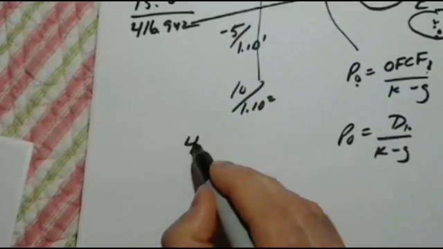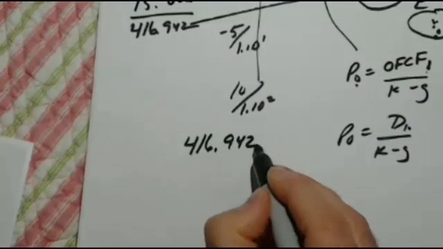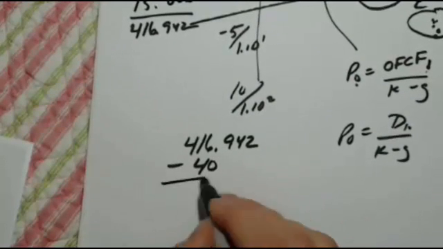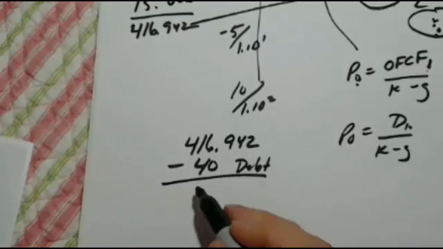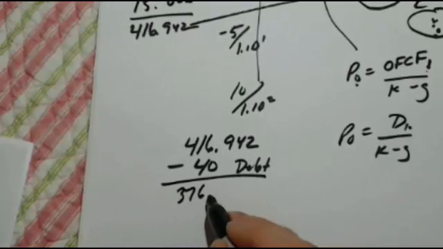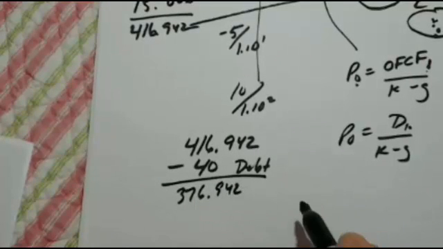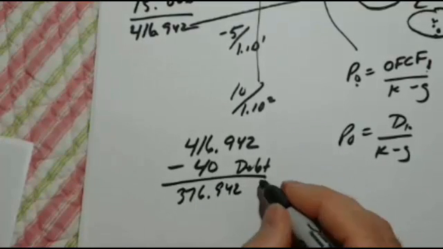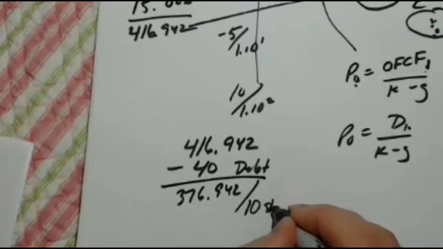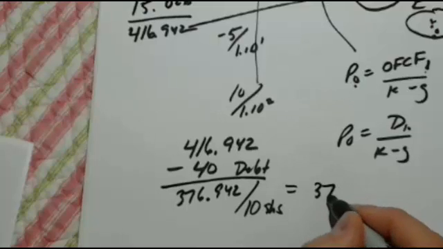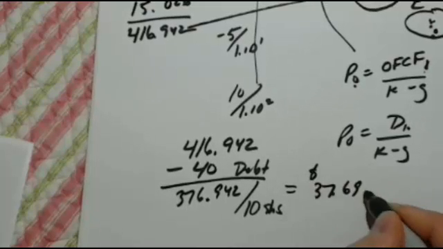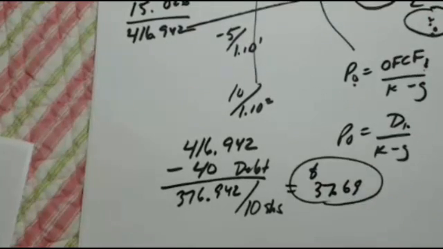So let's take the $416.942 million and subtract out the $40 million in debt that we have. We come up with the equity in total is worth $376 million, divided by 10 million shares. Everything's in millions here. And we get $37.69 as our estimate of the stock price per share. Let's look at another problem.